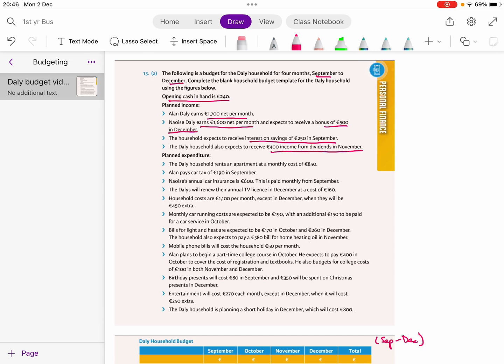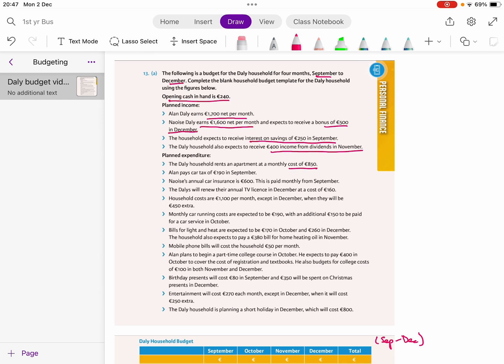So if you remember, dividends are when we own shares in a company and I suppose we're getting a reward for owning those shares, okay? So it's income for me. So I'm going to read through my planned expenditure and then we're going to start. So planned expenditure. The daily household rents an apartment at a monthly cost of €850.